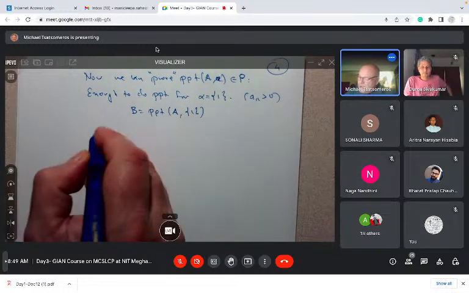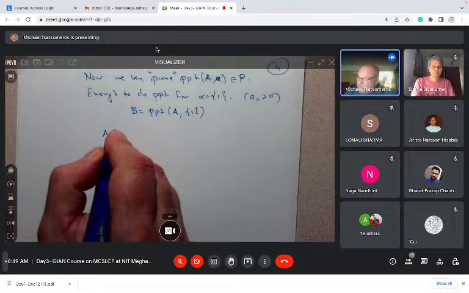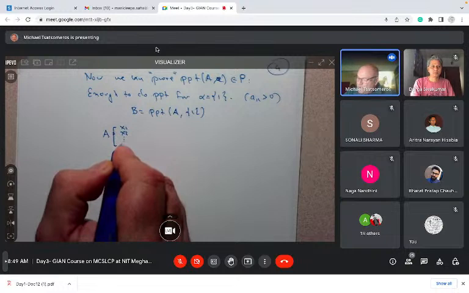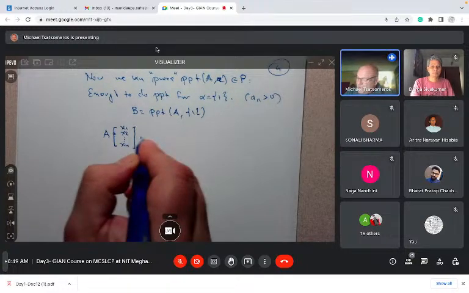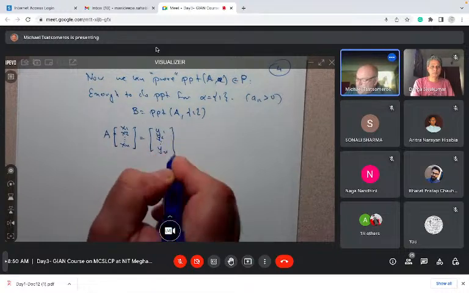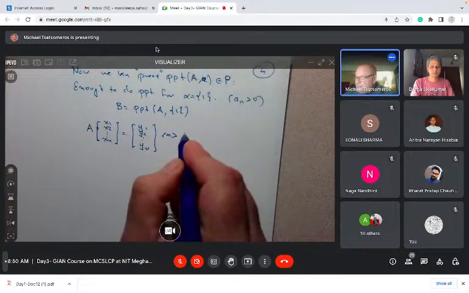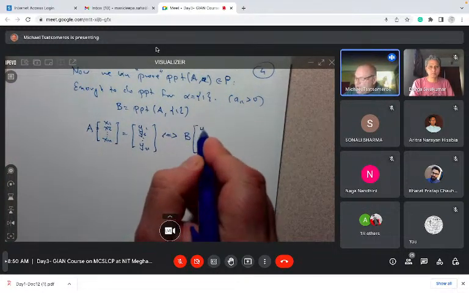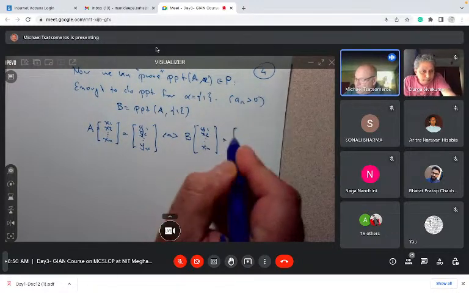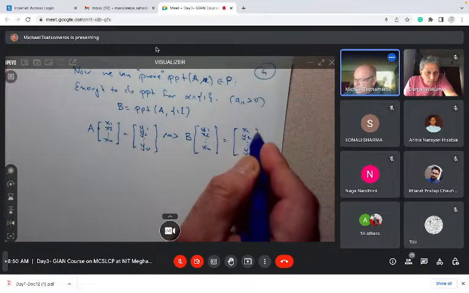So I have A multiplies the vector x1, x2 down to xn, and gives me a vector y1, y2 down to yn. And that's equivalent to saying that B multiplies the vector y1, x2 down to xn, and gives me the vector x1, y2 down to yn.